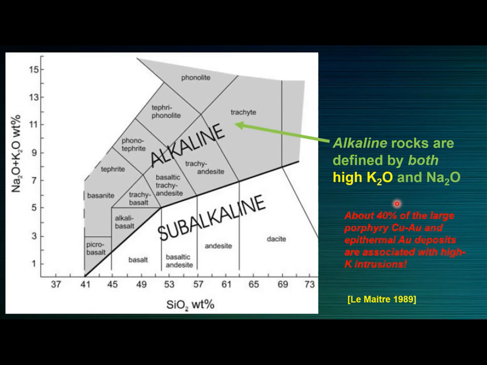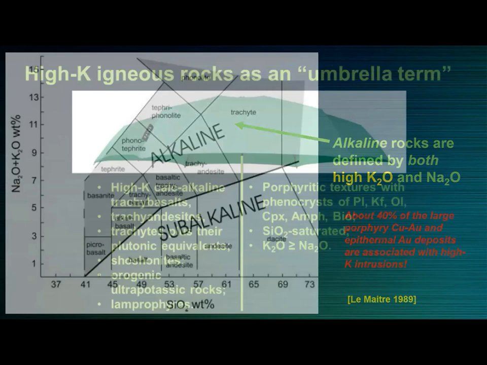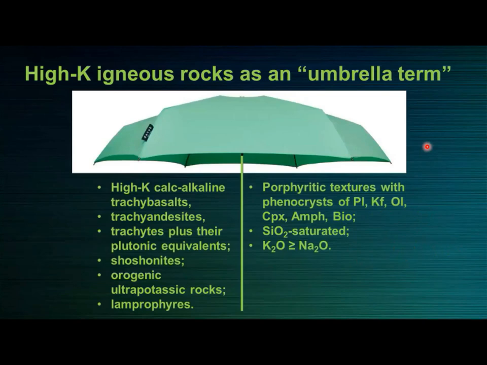So I will talk a little bit more about what I actually mean, just to briefly define this term. High potassic alkaline intrusions is basically an umbrella term for many rock types, which are actually alkaline rocks, which are pretty rare.